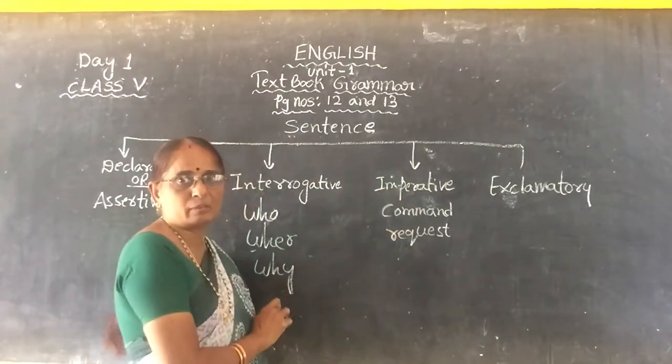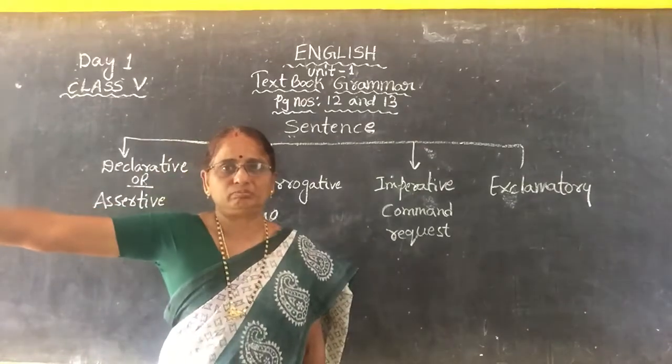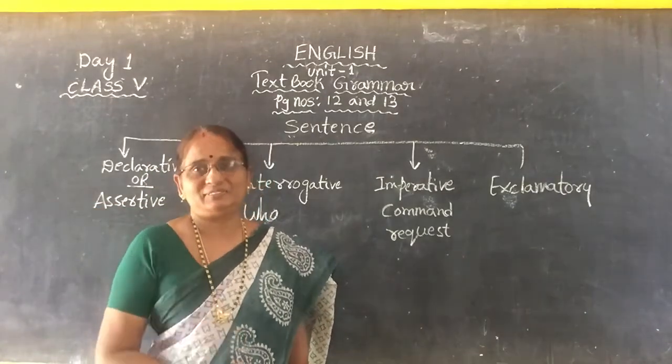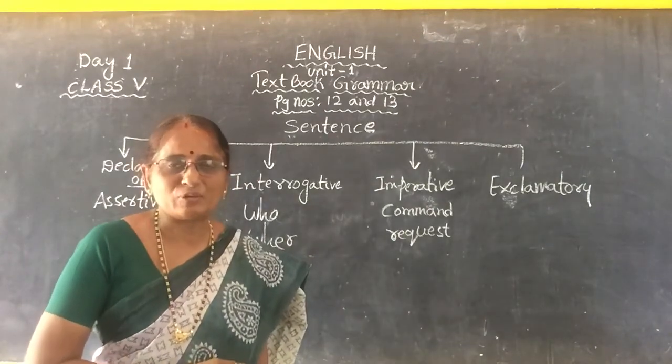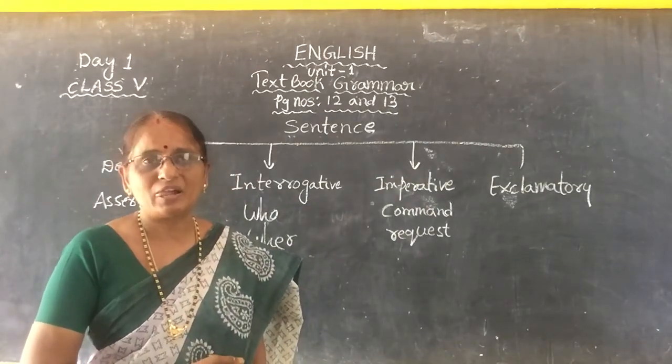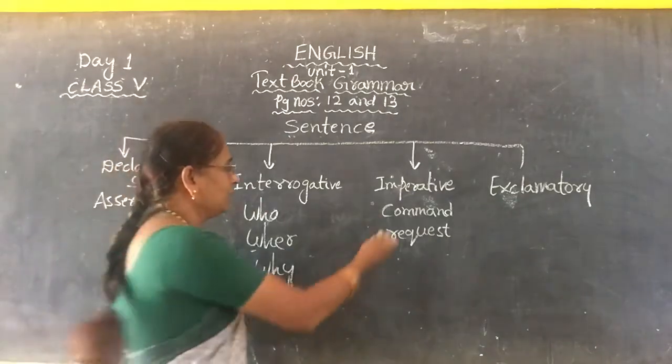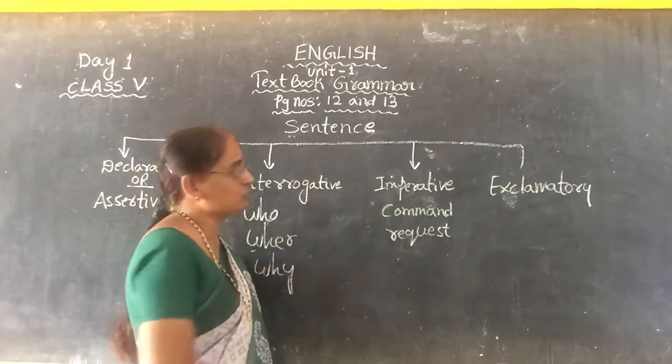Coming to imperative, here 2 will be there. Command or request. Command: Go out of the classroom. You are ordering. That is a command. Request: Today I forgot my pen. Please give me your pen. Please give me your book. You are requesting. Both command and request come under imperative sentence.